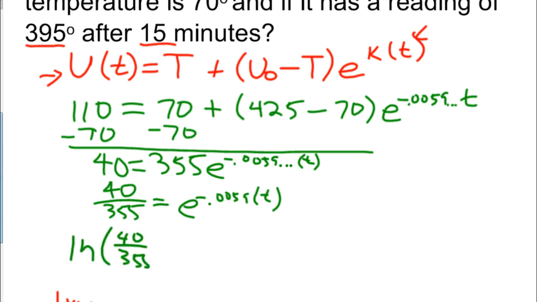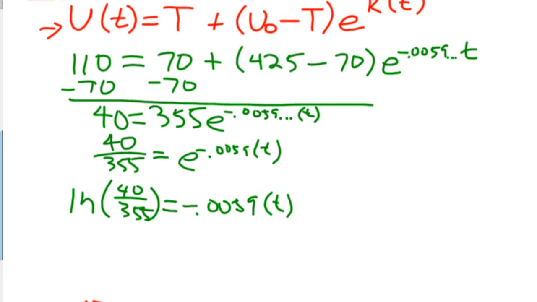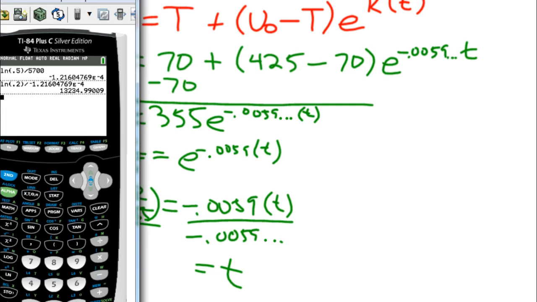Equals negative 0.0059. And then from here, you divide by that rate, the negative rate of cooling, you divide by the negative 0.0059, yada, yada, yada. You get T equals. Now, folks, let me just catch up to speed here. What was it? It was ln of 40 over 355. 40 divided by 355? Yeah.